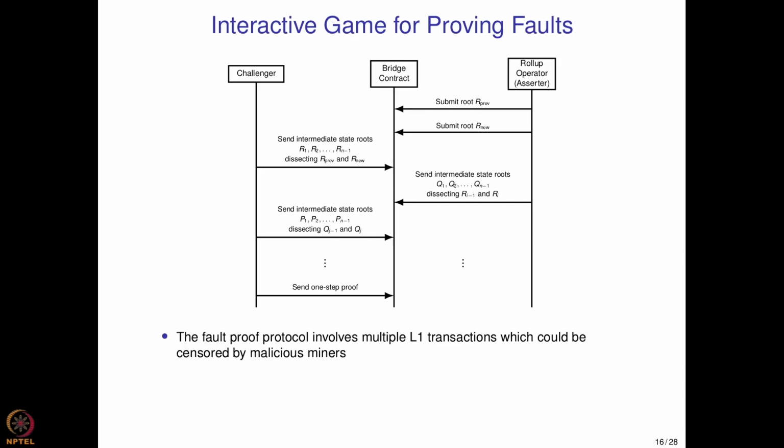And this fault proof protocol involves multiple L1 transactions, and that can be censored by malicious miners. So to avoid censorship, the asserter and the challenger are given 1 week of time in a chess style clock. Chess style in the sense that when one player is playing, their time is running, and when it's the other player's turn, this player's clock stops. So the entire fault proof protocol can take up to 2 weeks. This 2 weeks time is because there can be censorship, or maybe there is congestion in the network.